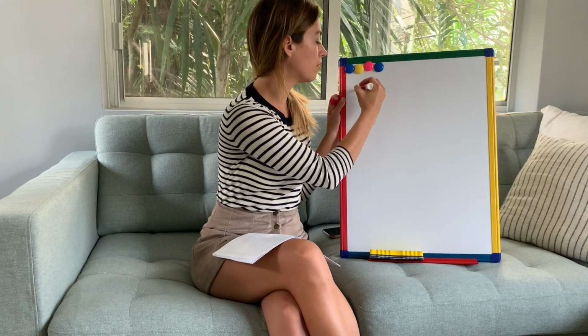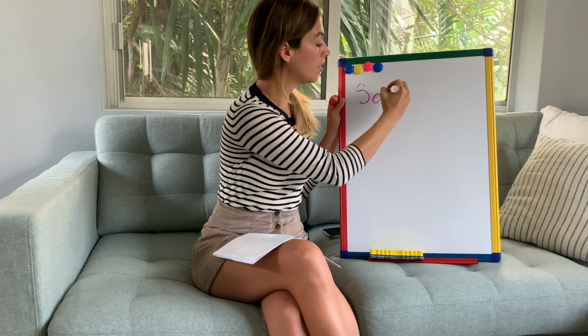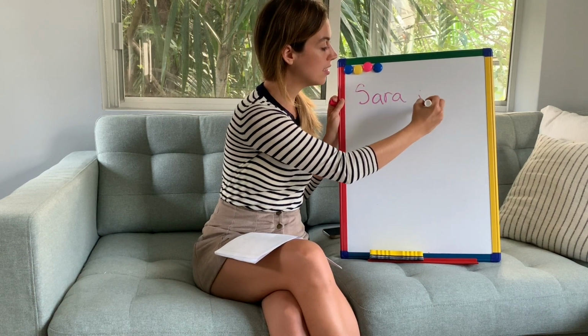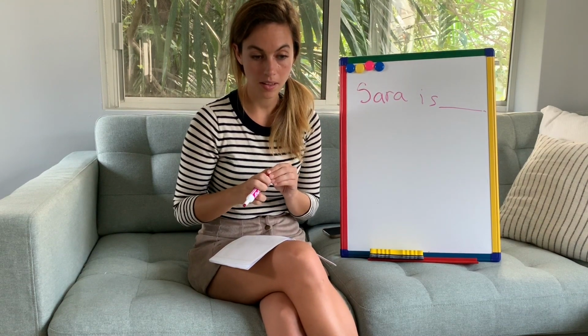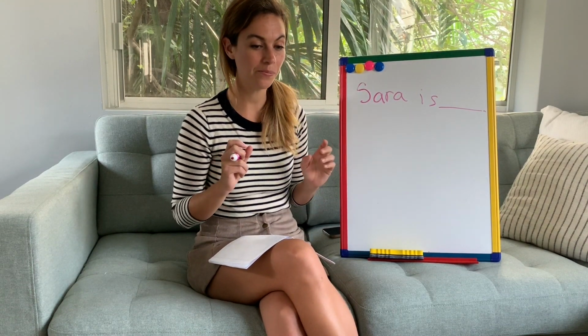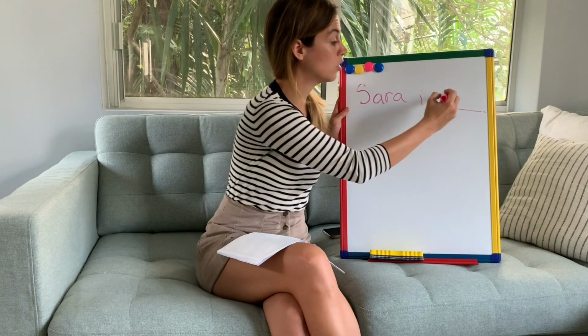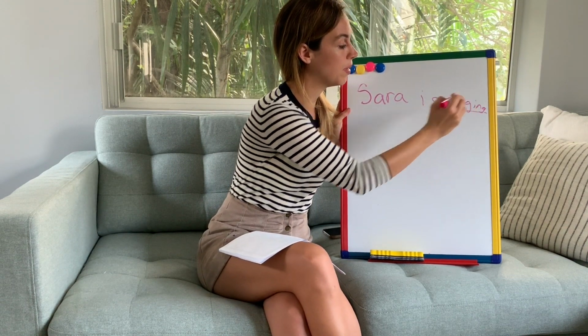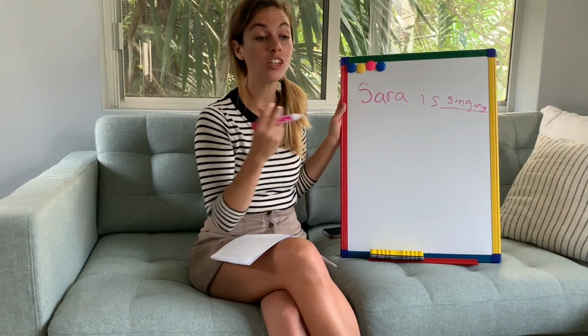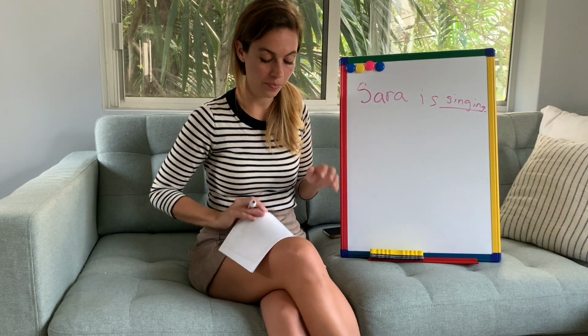Sentence, and we're going to put a verb in here. So we write Sarah is blank. What could we say Sarah is doing? Singing. So we can say Sarah is singing, and singing would be our verb. It's something that Sarah is doing. Good.